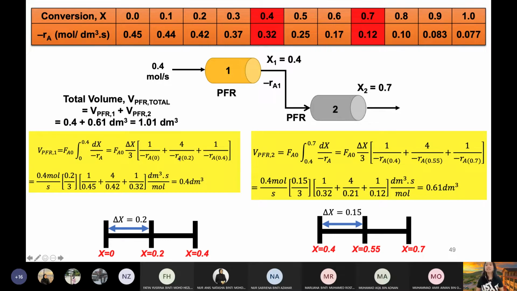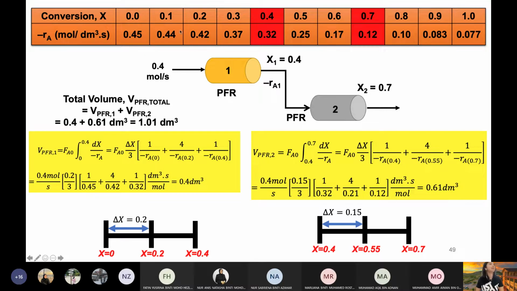Okay. Next, delta X. So how to find delta X? So again, antara 0 to 0.2 or 0.2 to 0.4 between my initial to middle or middle to final, the gap. Okay, so the gap between initial to middle X from 0 to 0.2, the difference is 0.2. Belakang pun sama, from 0.2 to 0.4, your difference is still 0.2. That's why your delta X is 0.2 divided by 3. FA naught 0.4.